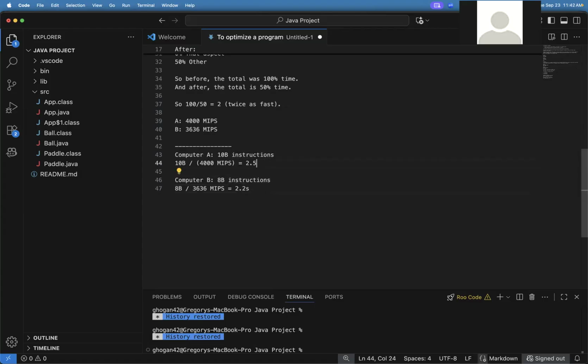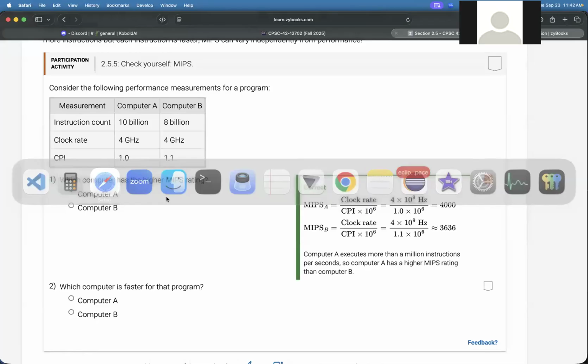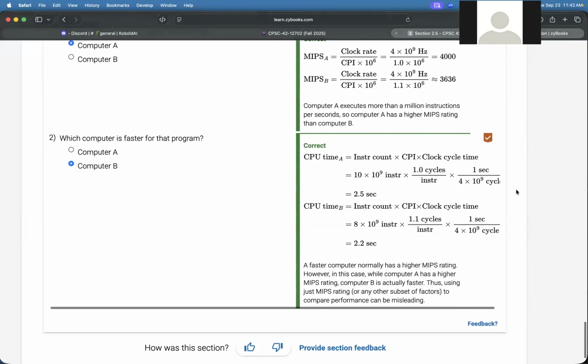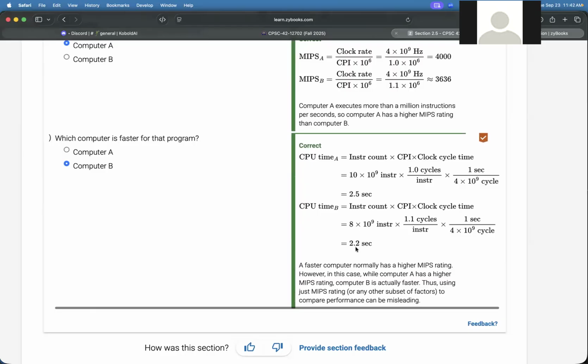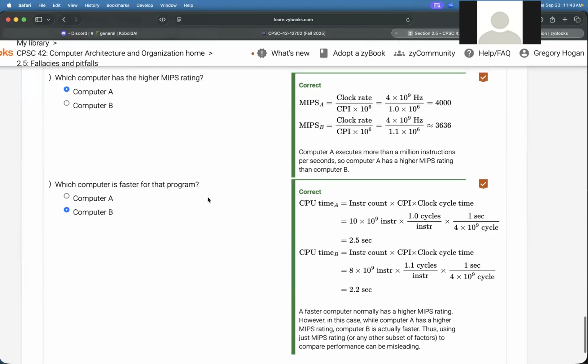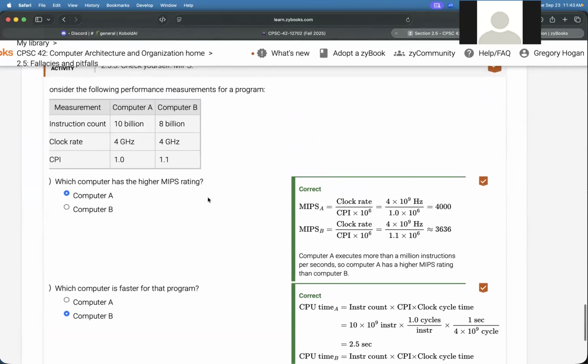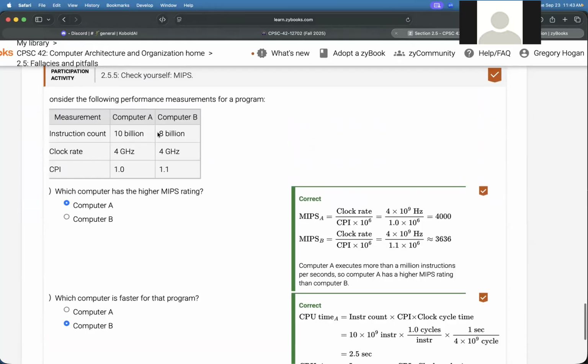So it's 2.5 seconds versus 2.2 seconds. The first computer is 4,000 MIPS, but the second computer actually runs this program a little bit faster. So I guess what they're trying to show you here is that two computers could have very different MIPS quoted, but that second computer actually runs this program a little bit faster.